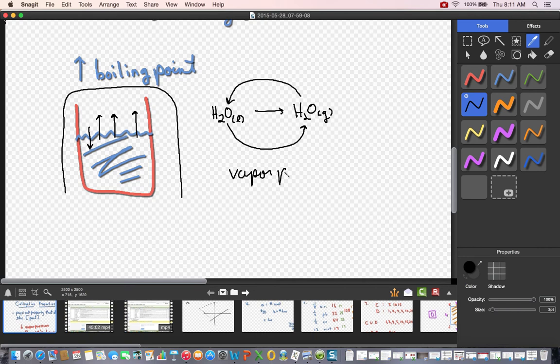So vapor pressure is a constant for a given liquid, for a given molecule, and it is also dependent on the temperature. Obviously, the greater the temperature, the greater the vapor pressure. Vapor pressure is really a measurement of intermolecular forces. The greater the intermolecular forces, the lower the vapor pressure.